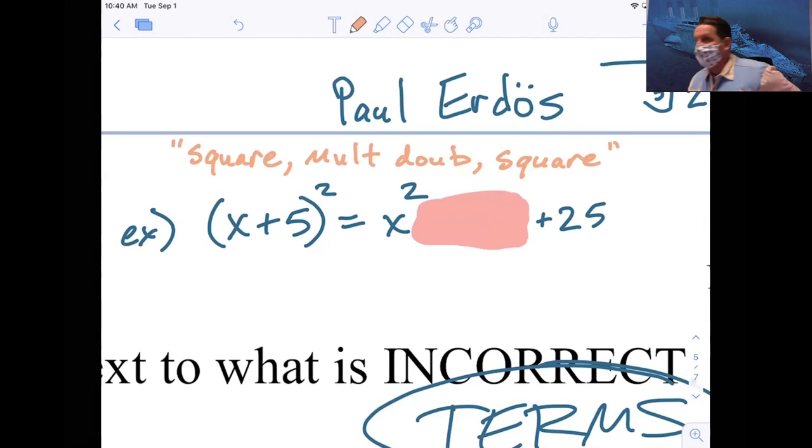Square, multiply, double square. I believe she taught it to Marcus as well, Etheridge. I believe he came through. So there are a couple of people in here who know this.